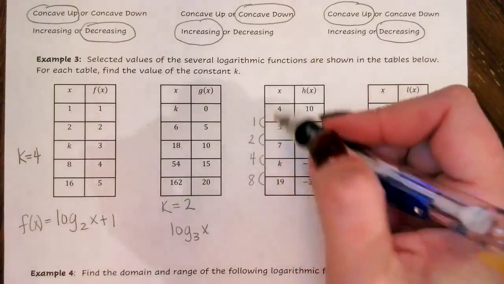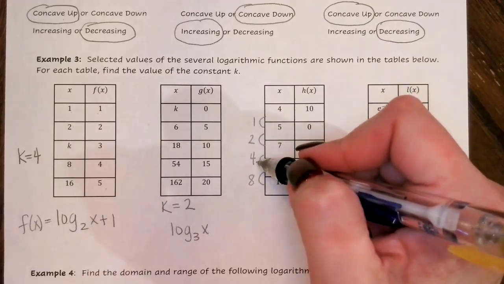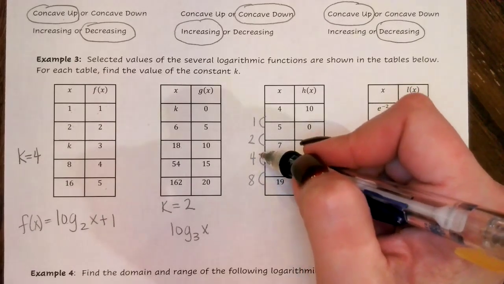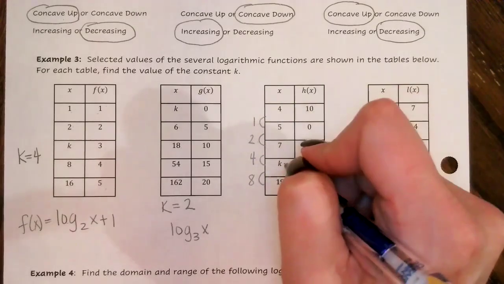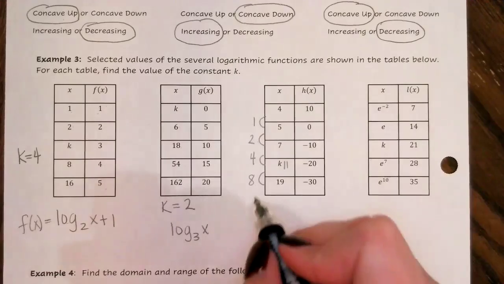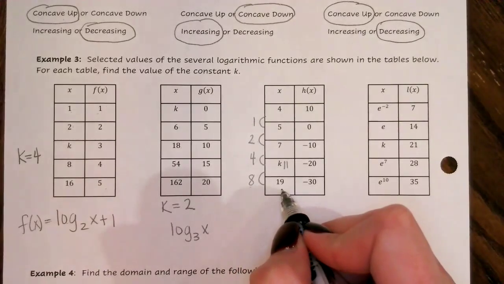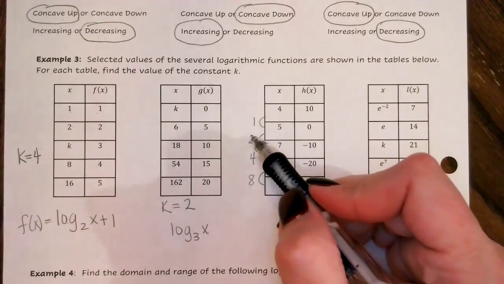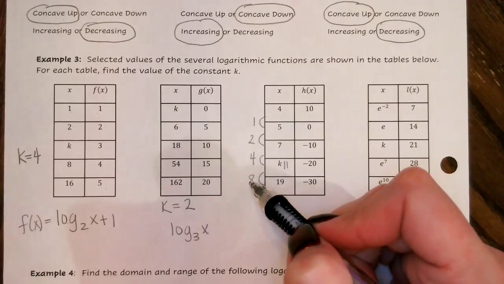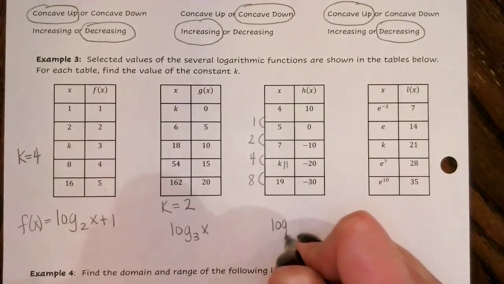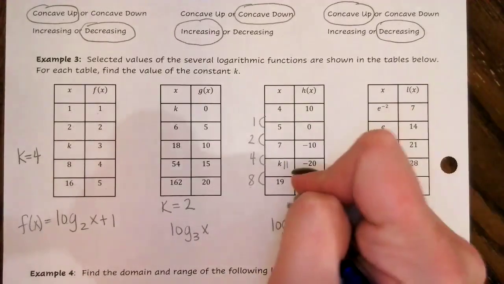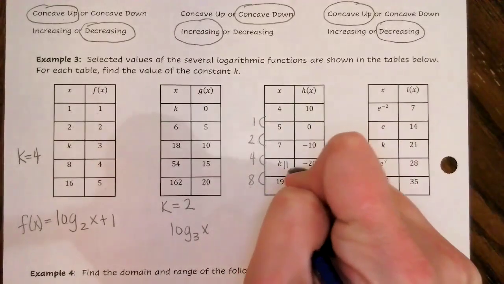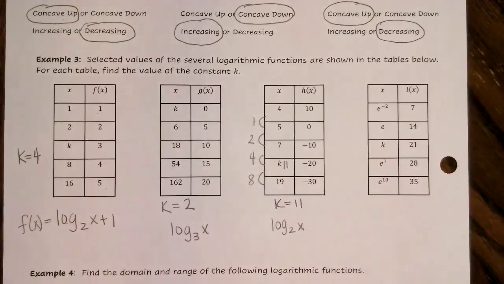So we multiplied times 4 here, where the difference would be 4 to get a common multiplier of 2. That would make this 11, and then that would make that 8. And so we have a common multiplier of 2 right here. So our parent function would be log base 2 of x. This one's a little bit more complicated to write the equation, but all we needed was the k value, which is 11.